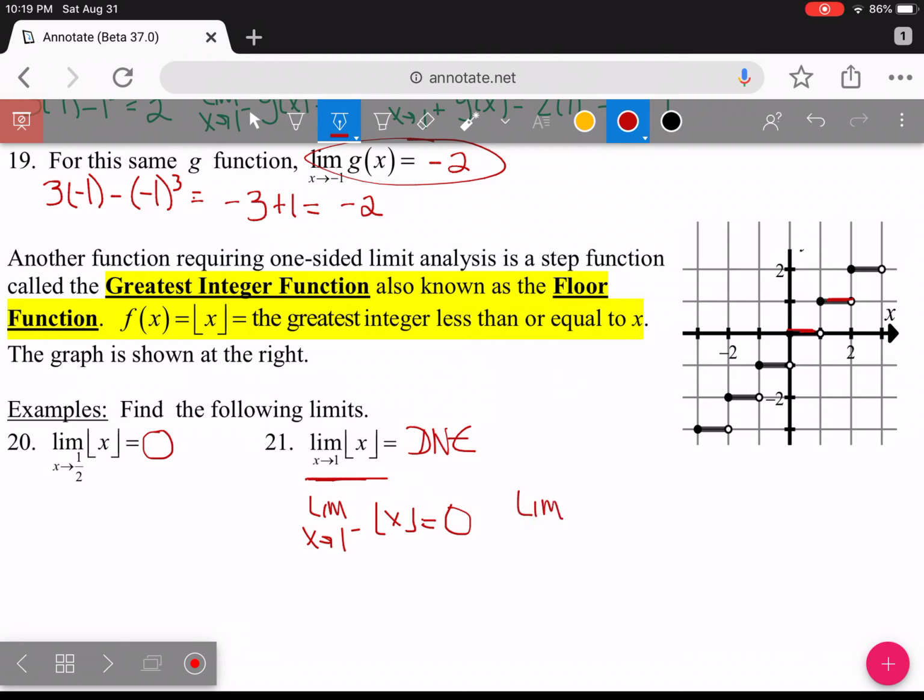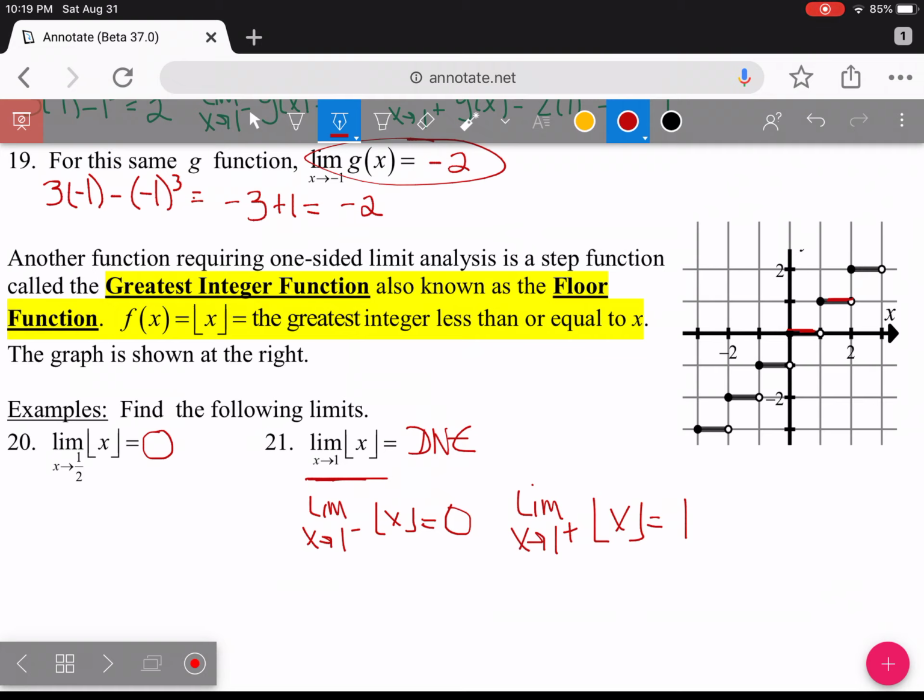Now the limit as x approaches 1 from the positive side of the greatest integer function, well, what are some numbers that are just a tiny bit bigger than 1, right? Because we're coming from the positive side, so we're looking at 1.1 or 1.05. Well, the closest integer to those values that isn't bigger than 1.1 would be 1. So the limit as x approaches 1 from the positive side of the greatest integer function is actually 1.